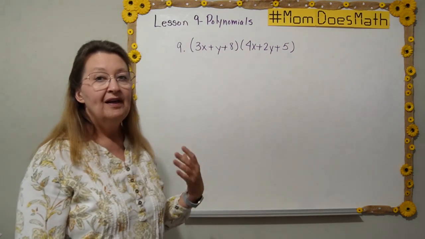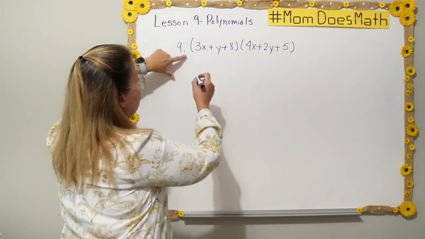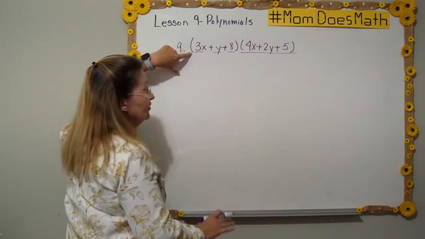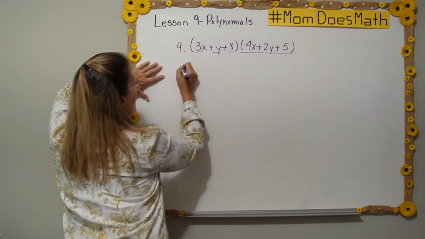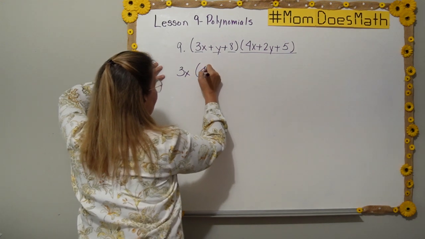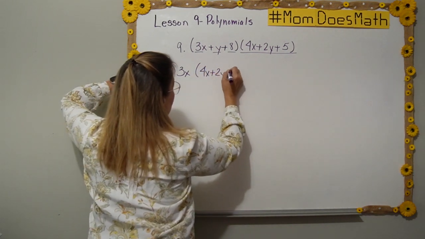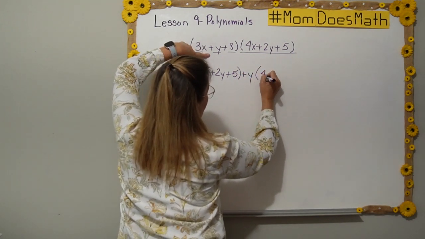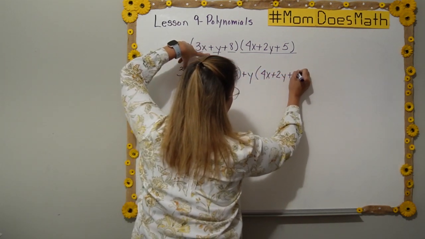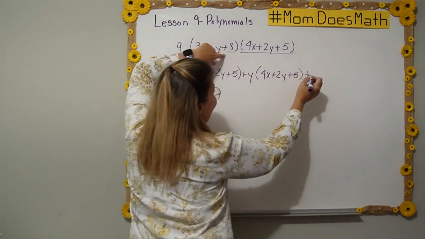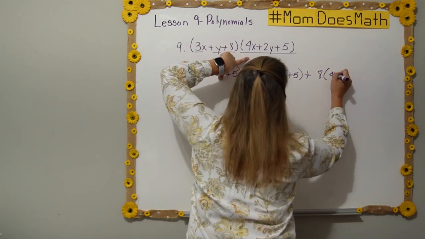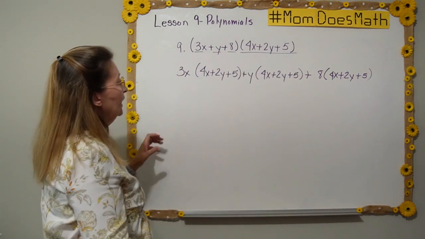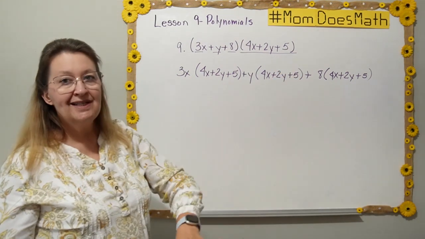So what I'm going to do is the OCD way. I'm going to rewrite each of these three numbers times the whole set of parentheses. Because if this is an important problem that I really want to get correct, it's okay to write down that extra step. All right, so plus y times 4x plus 2y plus 5, plus 8 times 4x plus 2y plus 5. Okay? Now we're just going to do the distributive property 3 times.